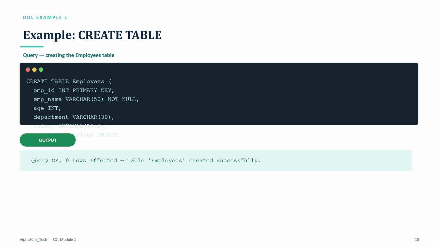Slide 20. DDL example 1. Create table. Read the query slowly, pointing at each line. Let's actually run this. Create table employees, and inside the brackets, EMP_ID as int and primary key, EMP_name as varchar 50 and not null, age as int, department as varchar 30, salary as decimal 10,2, and email as varchar 50 and unique.